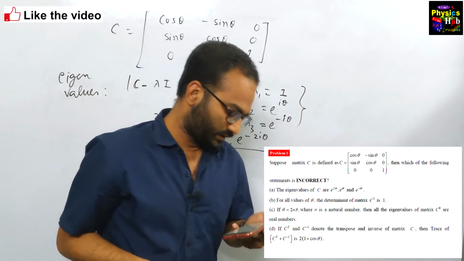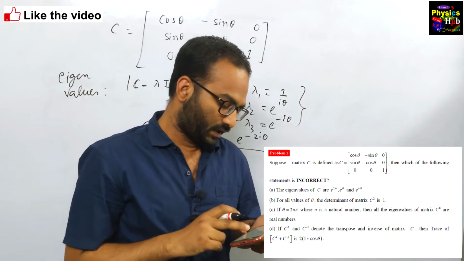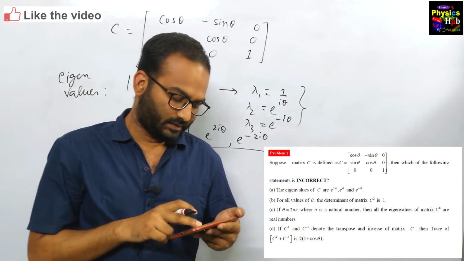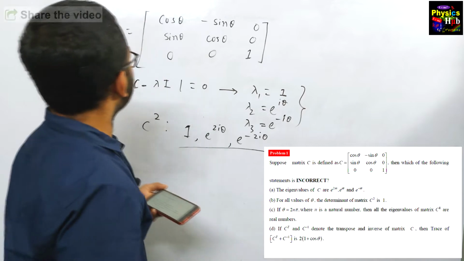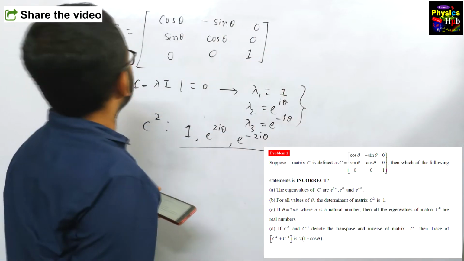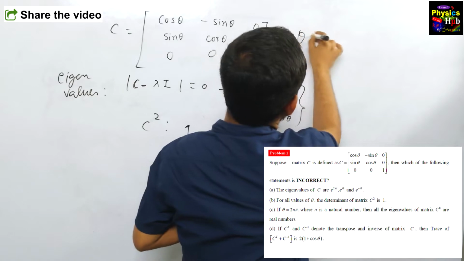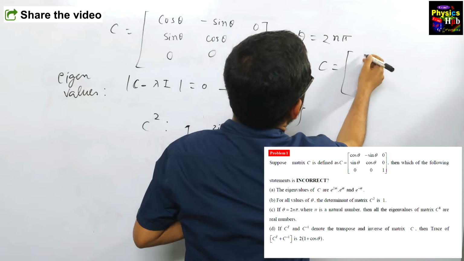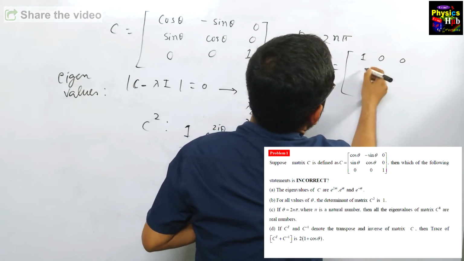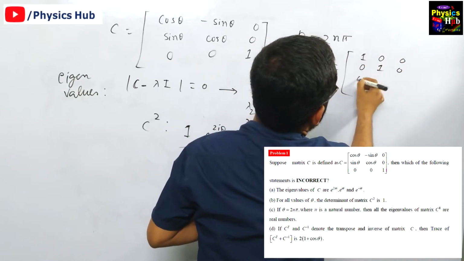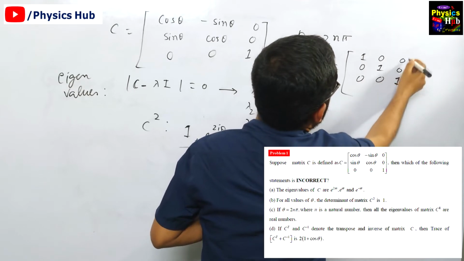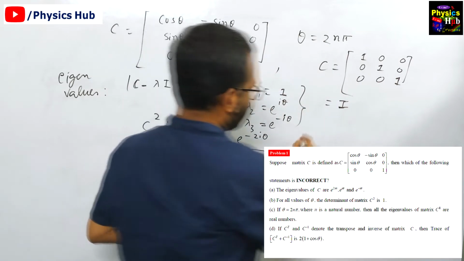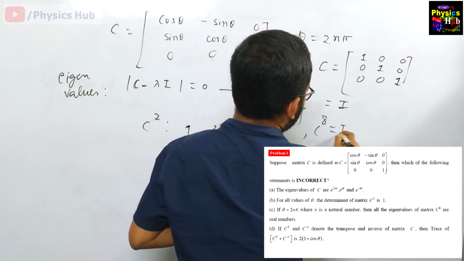Let's go for the third statement. If theta is equal to twice n pi, where n is a natural number, then all eigenvalues of matrix C to the power 8 are real numbers. So you see, if you put theta is equal to twice n pi, then matrix C becomes an identity matrix: 1 0 0, 0 1 0, 0 0 1. So this is an identity matrix. Once this is an identity matrix, if you take the power of it, C to the power 8, this will also give you an identity matrix.